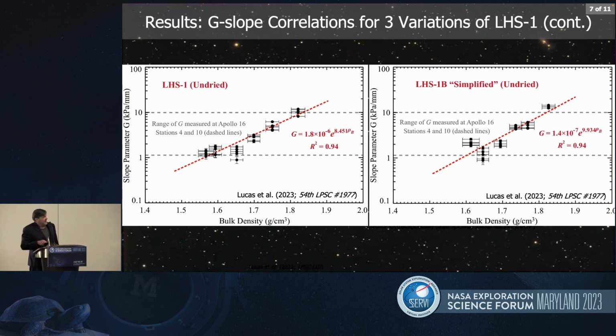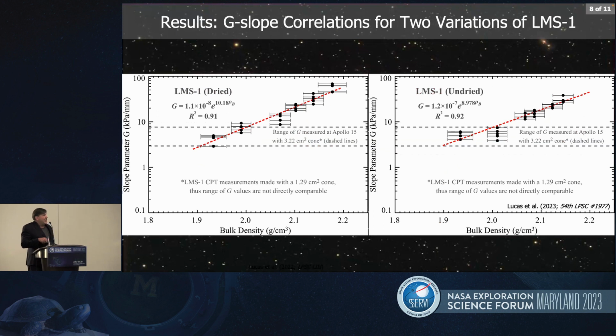Note the bulk density range and the G-slope parameter range here, which the data fall within the range of measured G for Apollo 16 stations 4 and 10, which is the gray dashed lines. And then so here are 2 correlations for Lunar Mare simulant, LMS1 dried and undried. And here we were using a 1.29 centimeter squared cone in the laboratory.